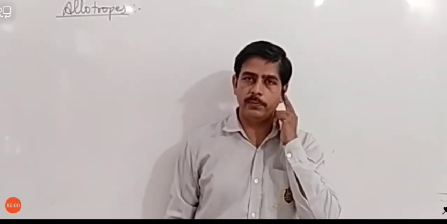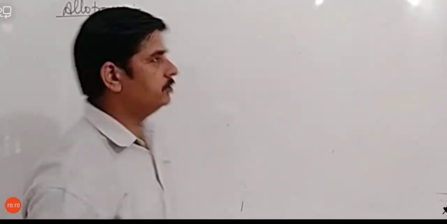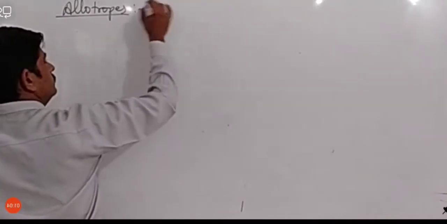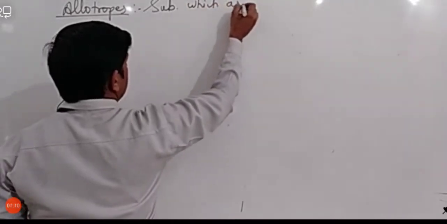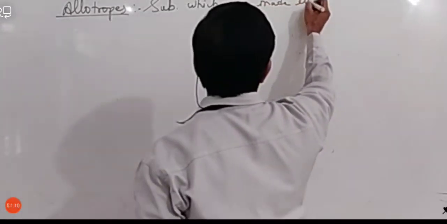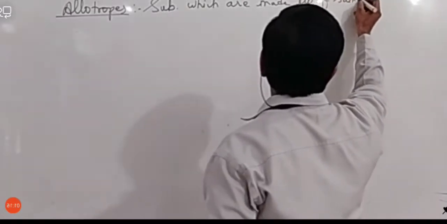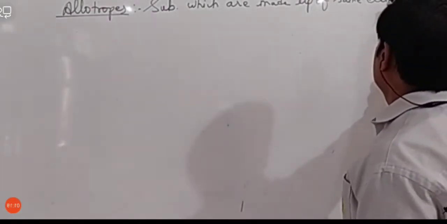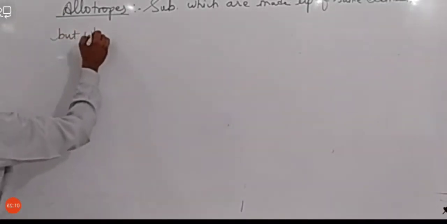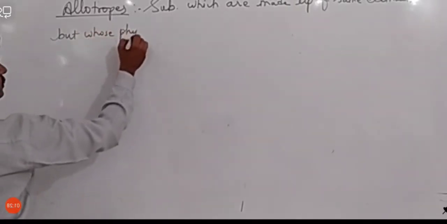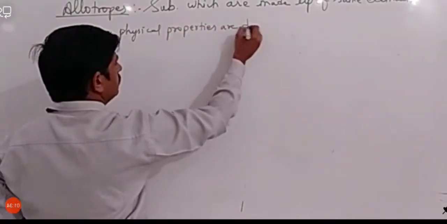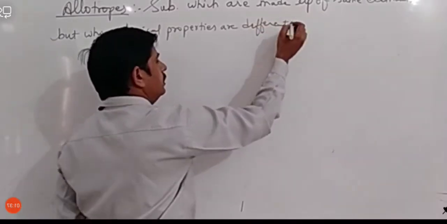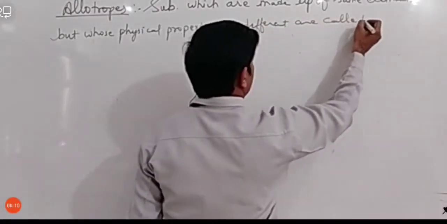उन्हें हम क्या बोलते हैं? Allotrope कहते हैं. So let's write the definition of allotrope. What is allotrope? So we can say, substances which are made up of the same element, but whose physical properties are different, are called allotrope.